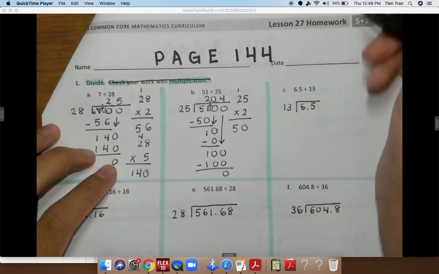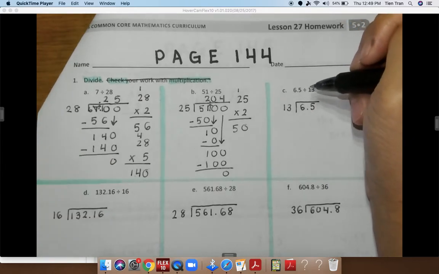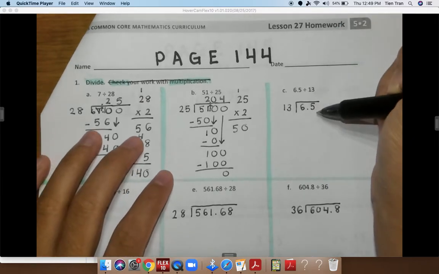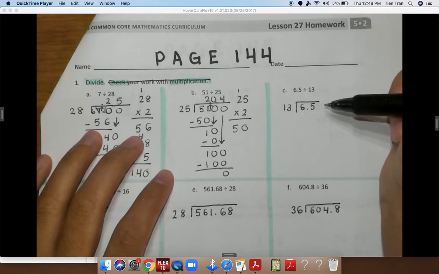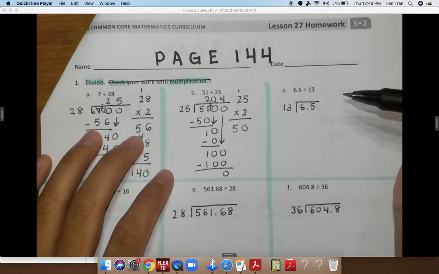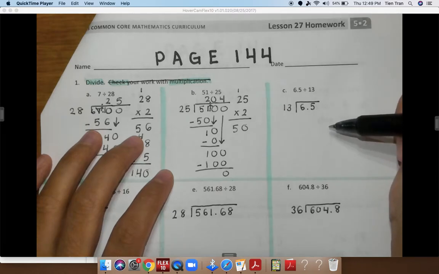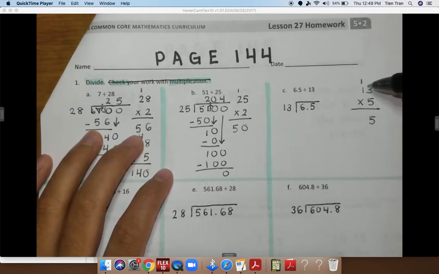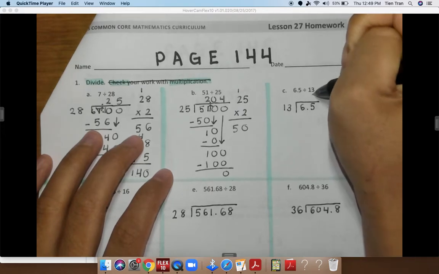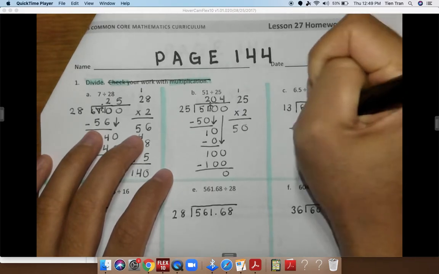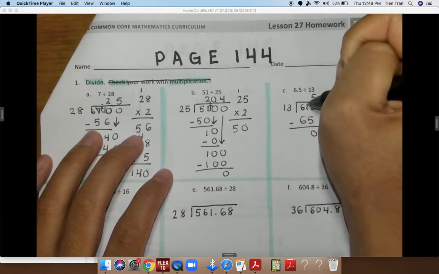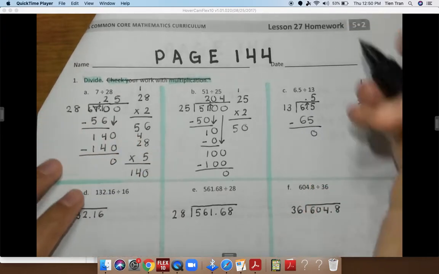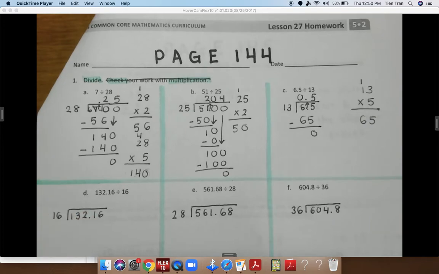For problem C, I have 6 and 5/10, which goes inside, divided by 13, which is my divisor. Dividend is 6.5. Now, I'm going to multiply 13 times, let's try 5. 3 times 5 is 15, 5 times 1 is 5, plus 1 is 6. So I'm going to write 65, subtract, I get 0. Don't forget to bring up your decimal, and your answer is 0.5.